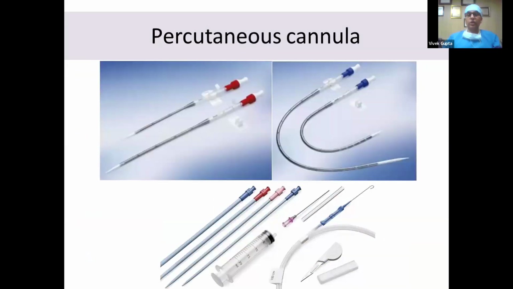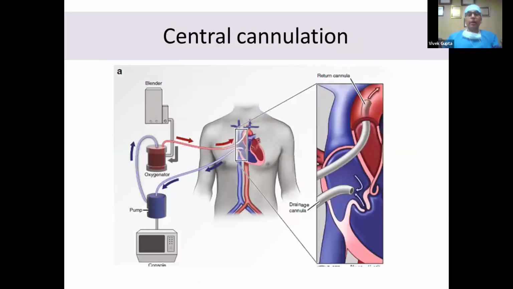These are the percutaneous cannulas. You can see these red caps: the shorter one is the arterial cannula, and the longer and thicker one is the venous cannula. And we have the complete kit, including the dilators, serial dilators, so that we can do the cannulation percutaneously.